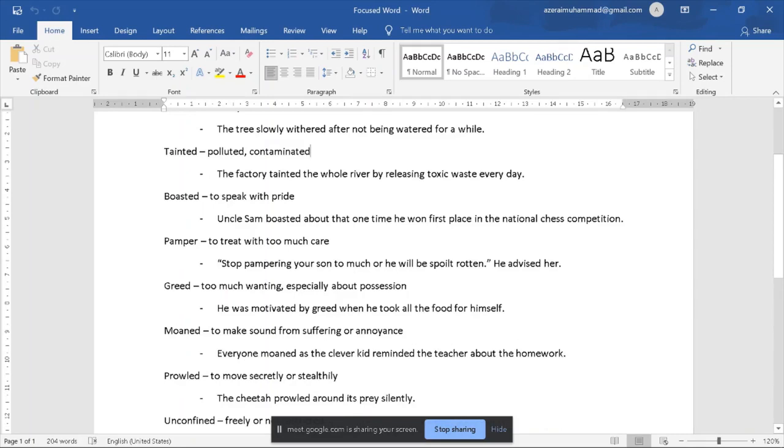Okay. For the next word, tainted, which means it's polluted or contaminated. An example for this word is the factory tainted the whole river by releasing toxic waste every day.